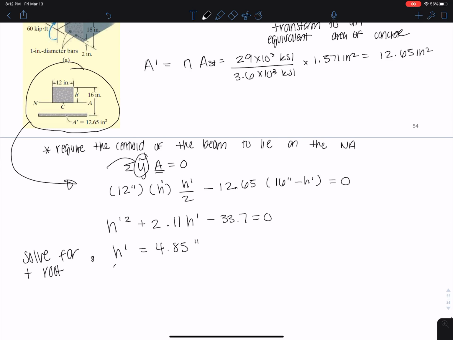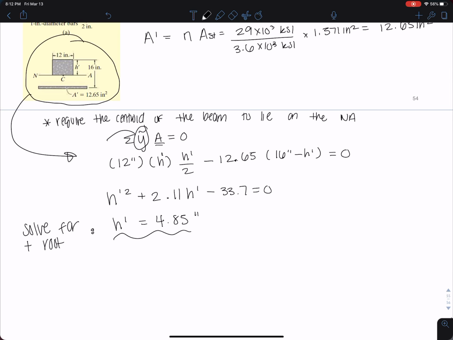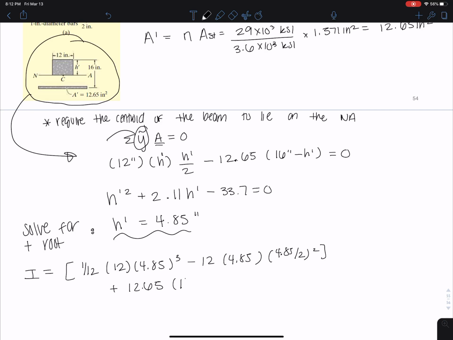And we'll use this for the moment of inertia calculation for our transformed area. So here, now our moment of inertia, we have 1/12 times 12 times 4.85 cubed plus 12 times 4.85 times half of that squared. This is the parallel axis theorem. And then plus our steel section times the 16 minus 4.85 squared. And we get a total value here of 2,029 inches to the fourth.